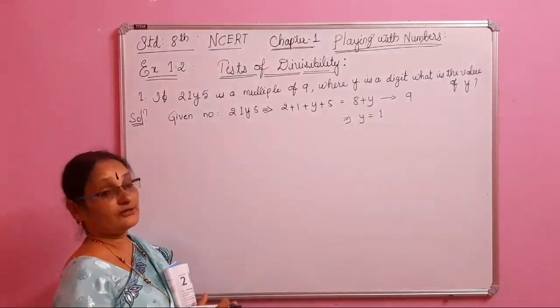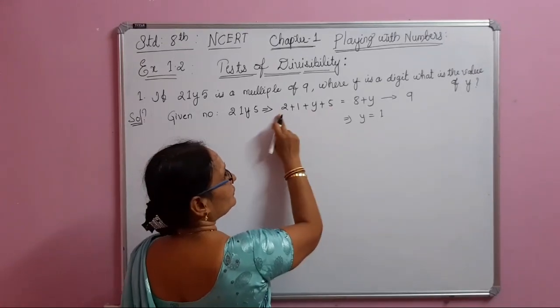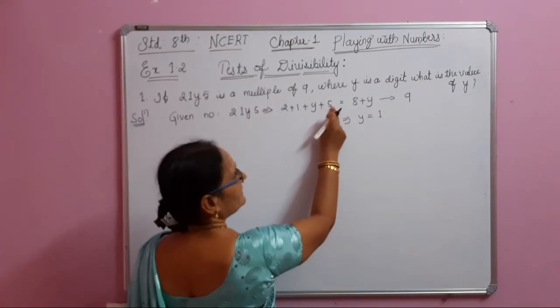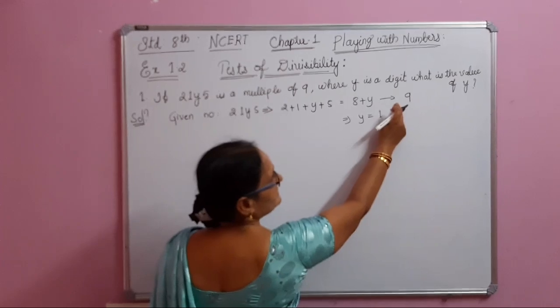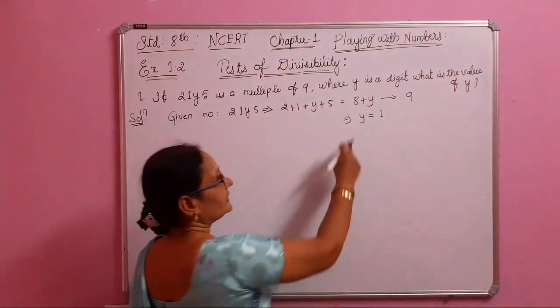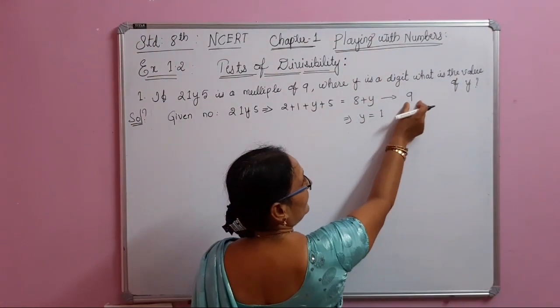We have to find out the sum of the digits of the given number. See, 2 plus 1 plus y plus 5. 2 plus 1 is 3. 3 plus 5 is 8, plus y is divisible by 9, or 8 plus y is a multiple of 9.